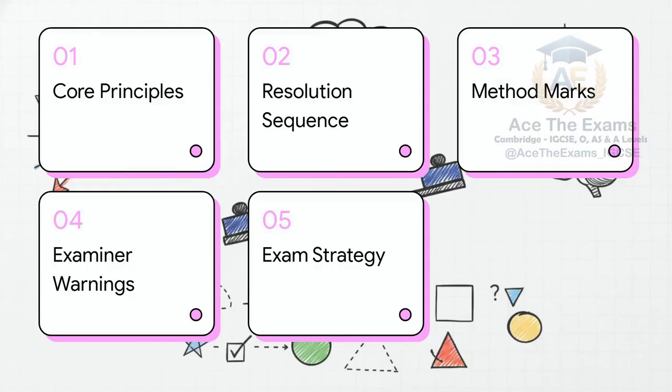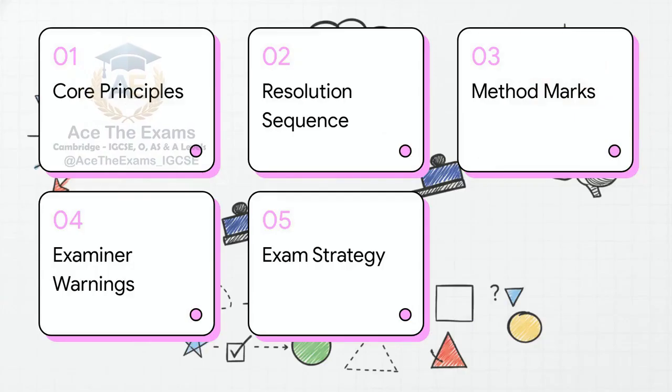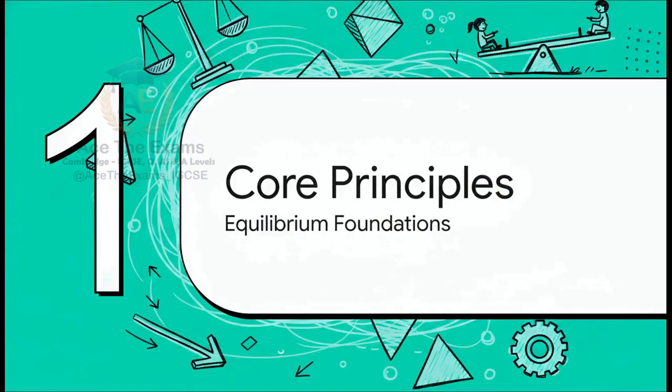So here is our incredibly structured roadmap for today. We'll kick things off with core principles, move right into a 5-step resolution sequence, dissect those crucial method marks, review some critical examiner warnings, and then wrap the whole thing up with your final exam strategy. Let's get moving. We're looking at mastering core equilibrium principles.